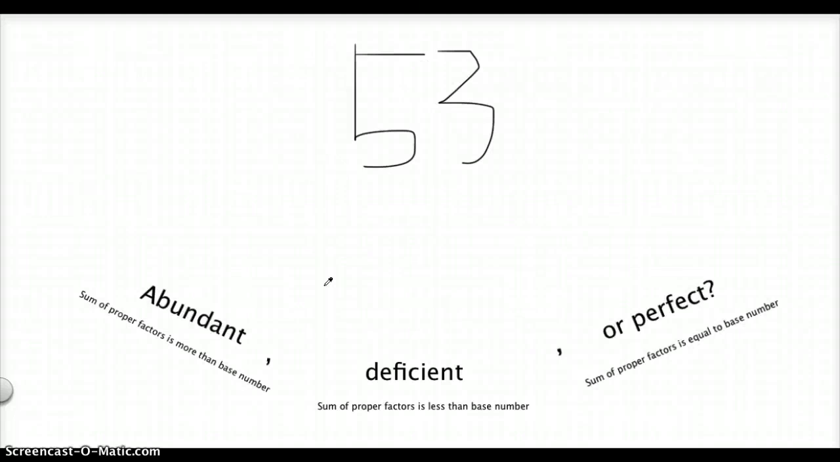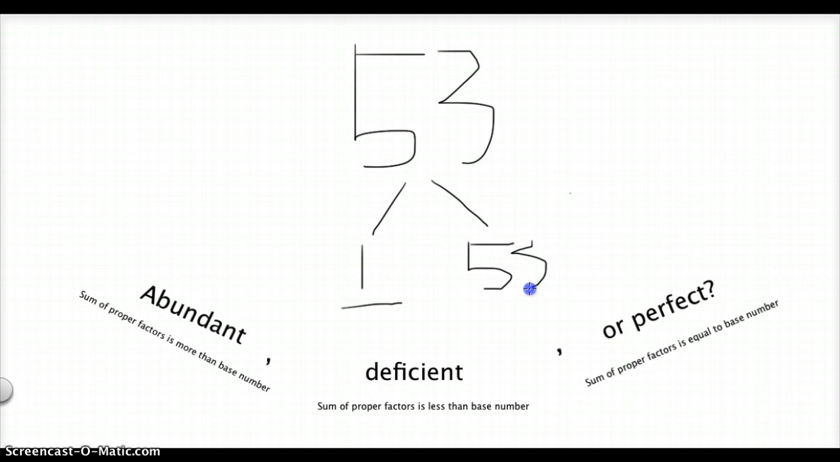To find out whether a number is abundant, deficient, or perfect, you have to find out the proper factors of that number. A proper factor is all the factors of a number that doesn't include itself. So in this case, for 53, it will be 1. Okay, so this says sum of proper factors is more than base number. Is 1 more than 53? No. So it cannot be abundant.